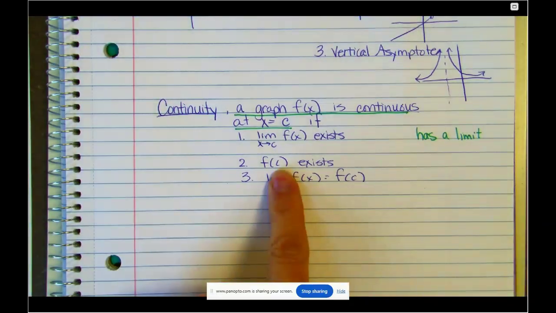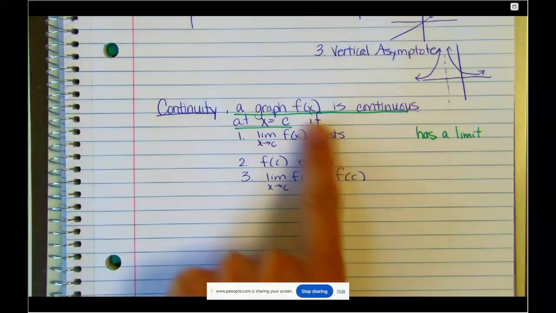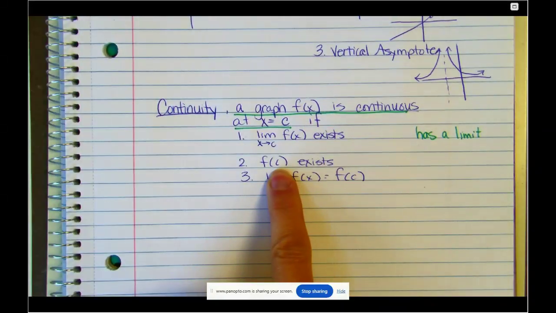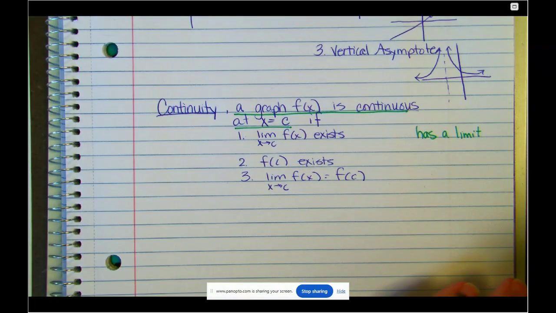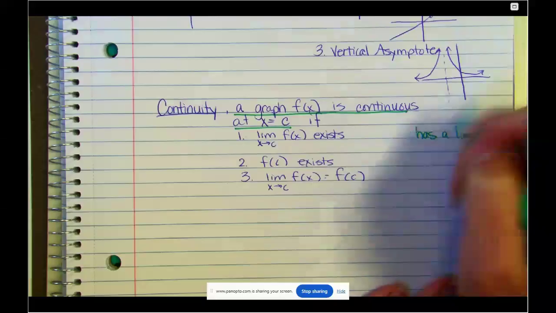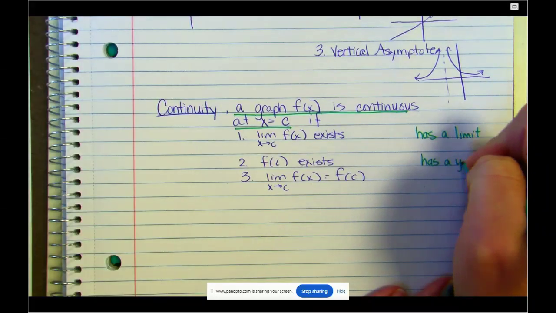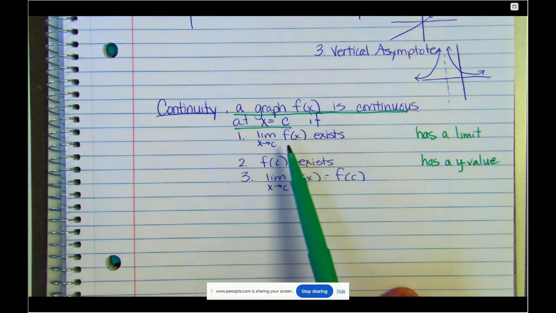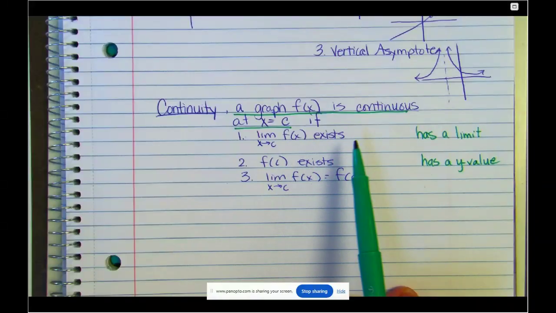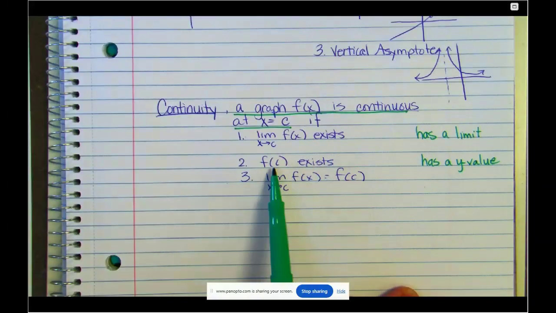Okay, so this is a c. That's a c, not an l. This says f of c exists. If this is the limit, f of c is what? F of c is the x value, so f of c would be its y value. So it just says the y value exists. Now that I say this, I hope you go, oh yeah, I see that. The limit as x approaches c of f of x exists. That means it has a limit. This means it has a y value.